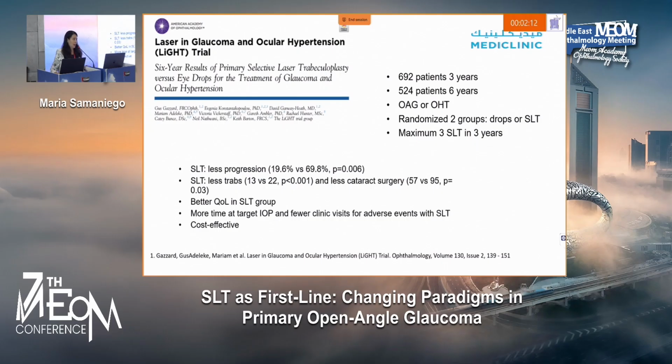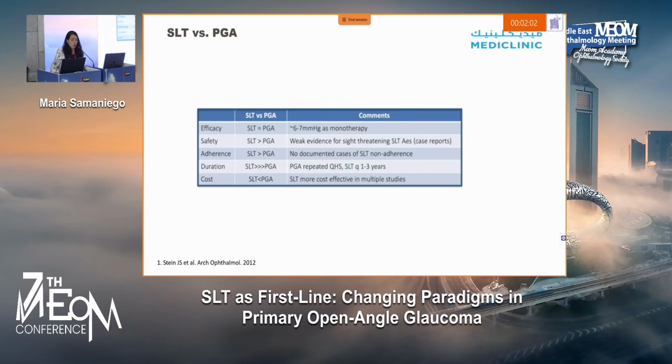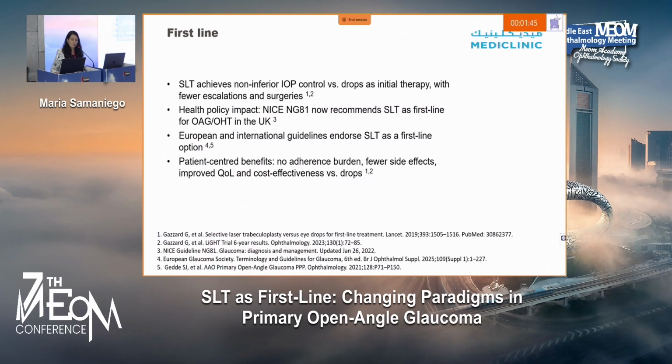The quality of life was better, and the time that the patient remained at the target IOP was longer in the SLT group. At the same time, it's cost effective. Other studies, like these ones from Spain, showed the same results, a higher reduction in eye pressure, not significantly higher, than in the group treated with prostaglandin analogs. But the safety profile, the adherence, duration, and the cost were better in the SLT group. So it became the first line in the NICE guidelines, in the European guidelines, and also in the American Academy.